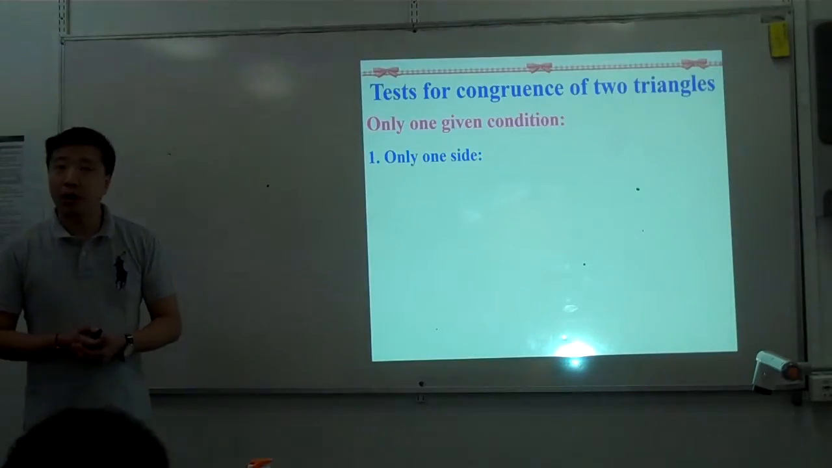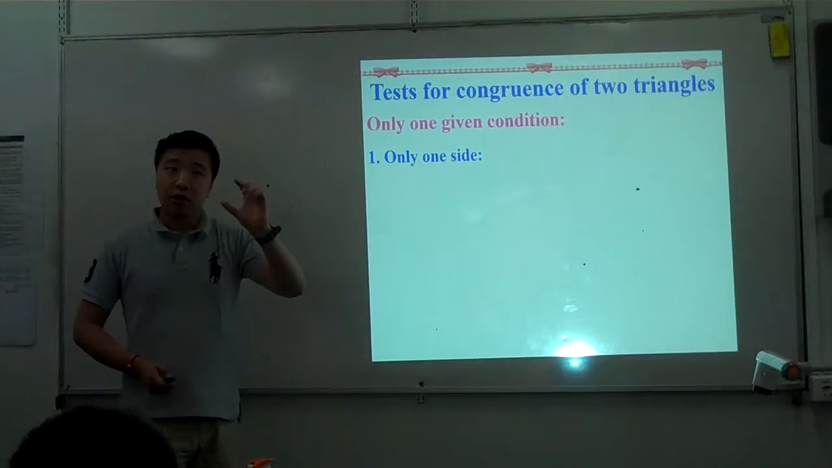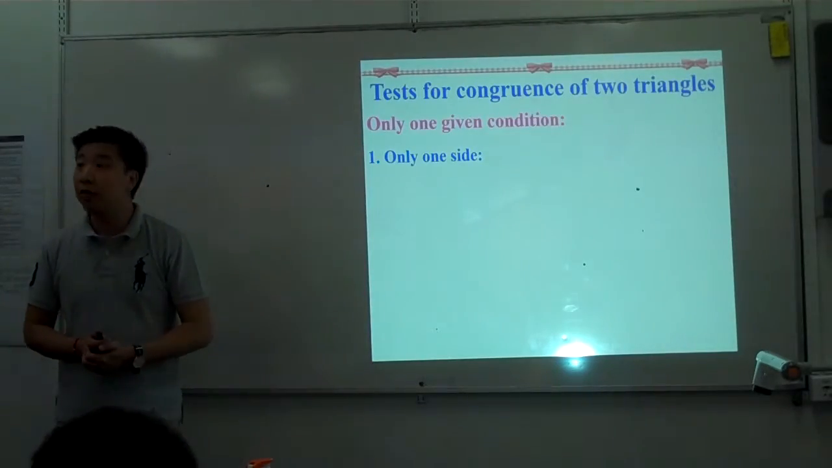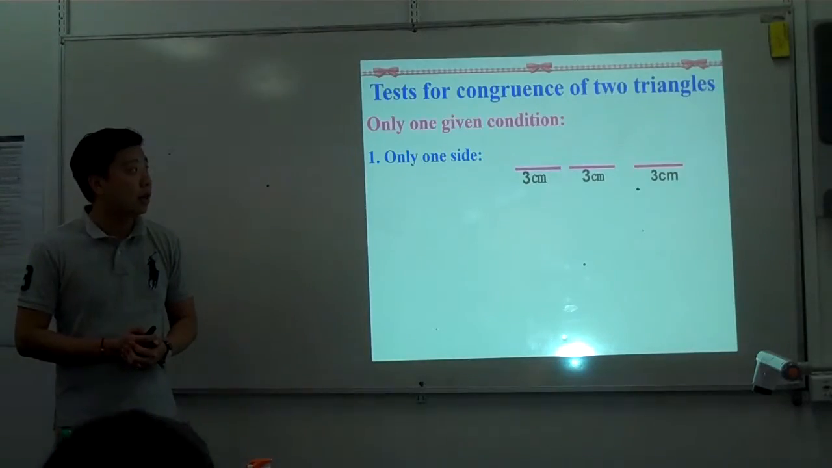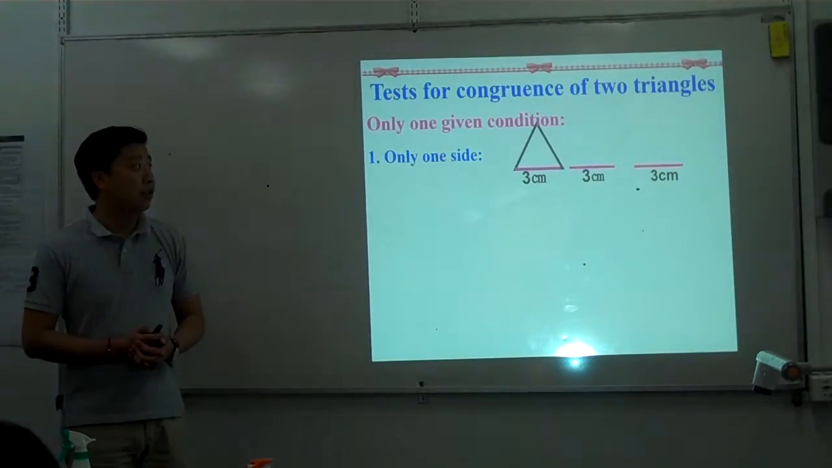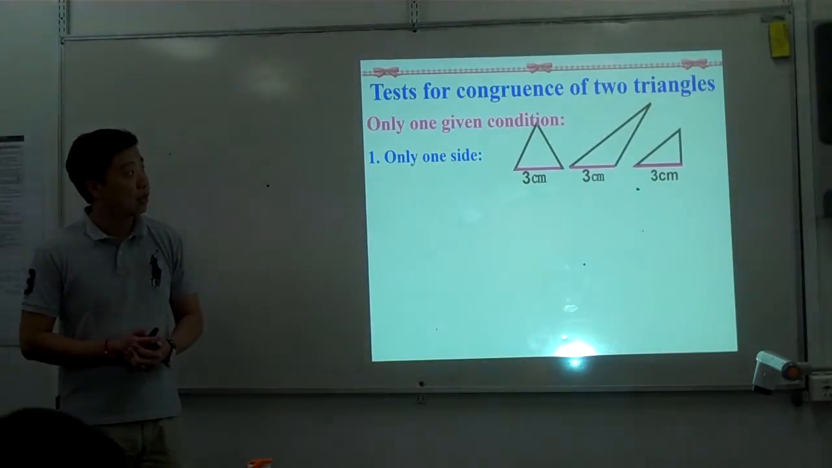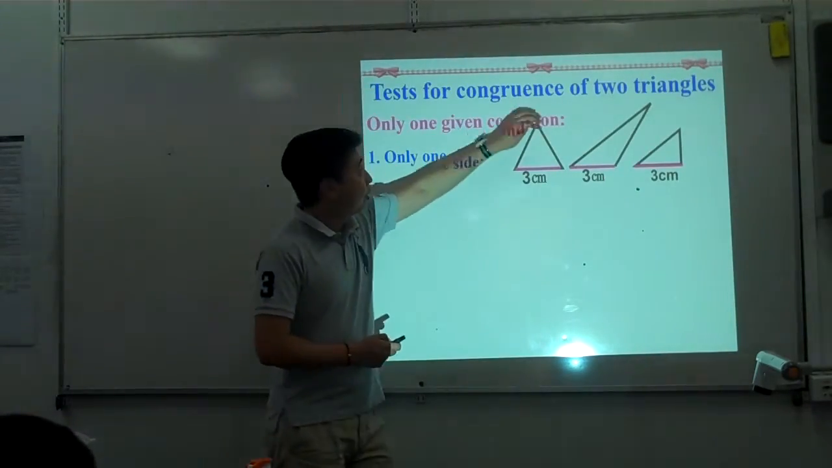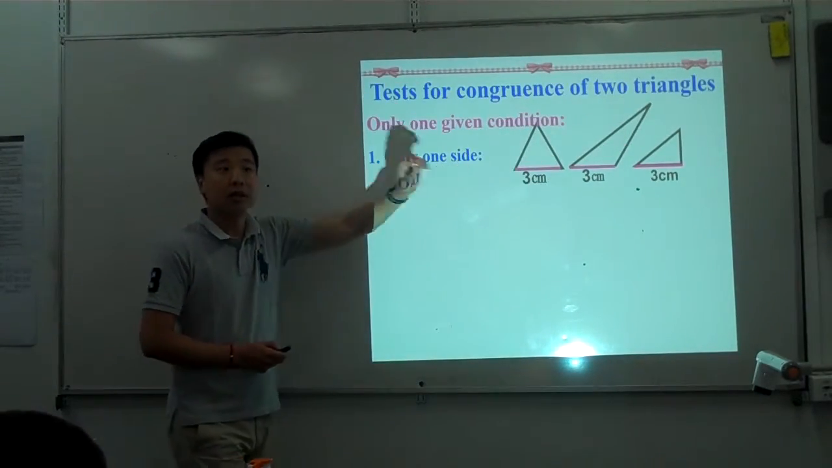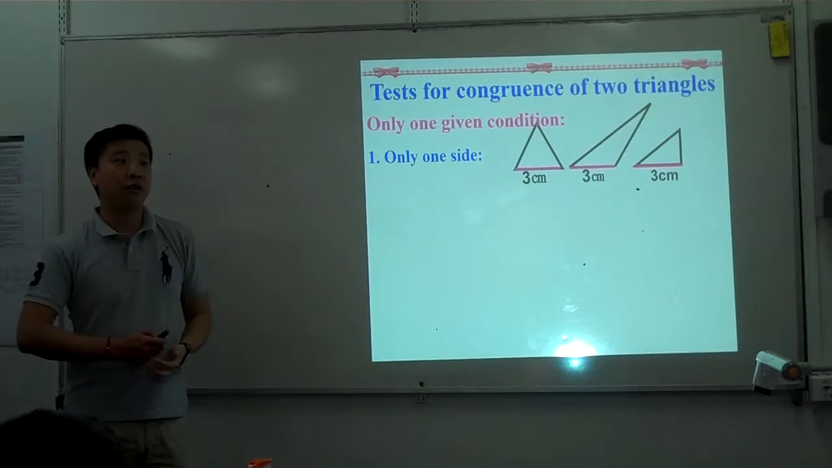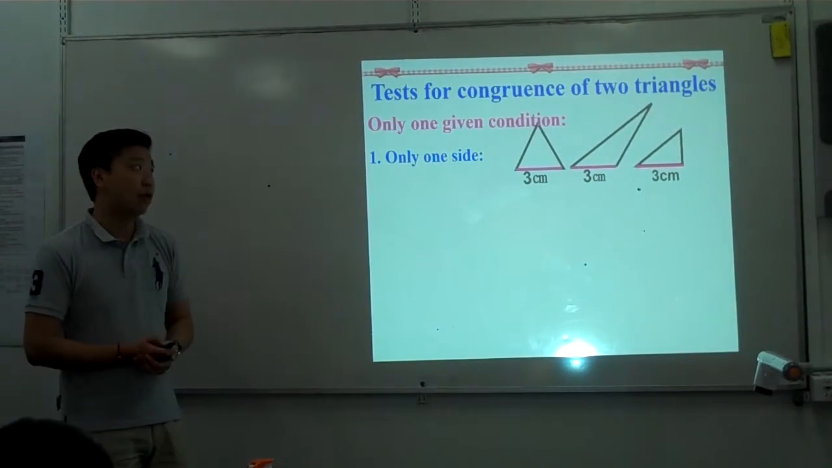On Tuesday we talked about how, if we only use one side to prove triangles are congruent, you cannot do that, because this is going to happen. If I have a 3 centimeter line, you will end up with different types of triangles, one like that and one like this. Because you don't know how high it is or where this point is, you cannot have a fixed shape of the triangle. You will end up with unlimited shapes of triangle.